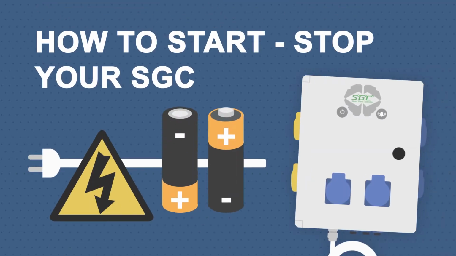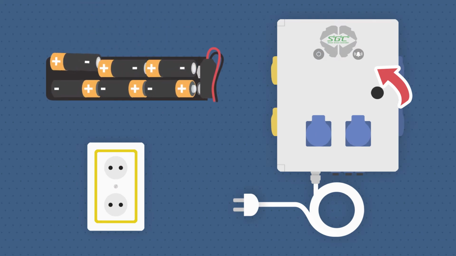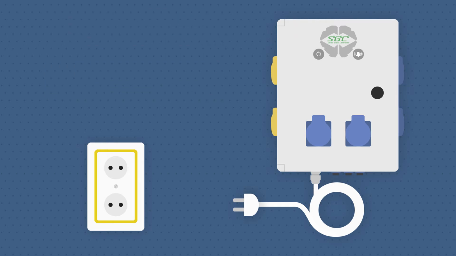Here is how you can start and stop the SmartGrowController. Install 6 AA batteries in the SmartGrowController in order to ensure safe shutdown during a power failure. Plug the power cable into the electrical outlet. The LED power button lights up or blinks to indicate that the controller is working or changing modes.